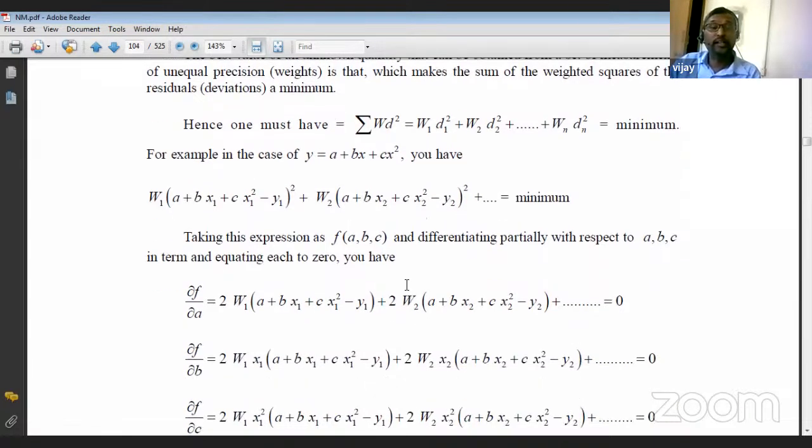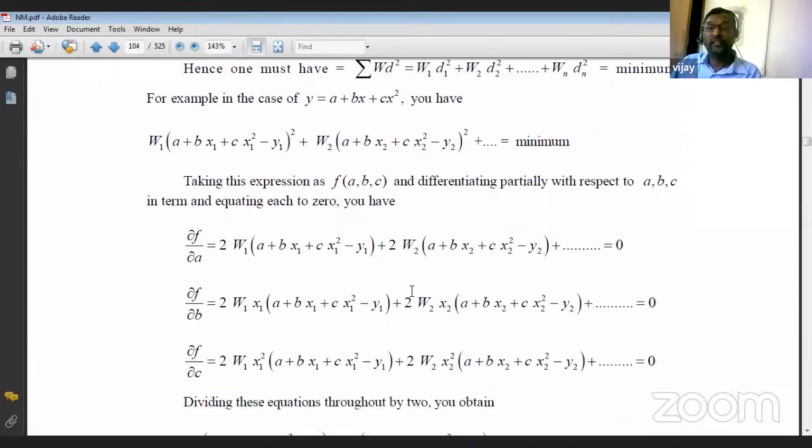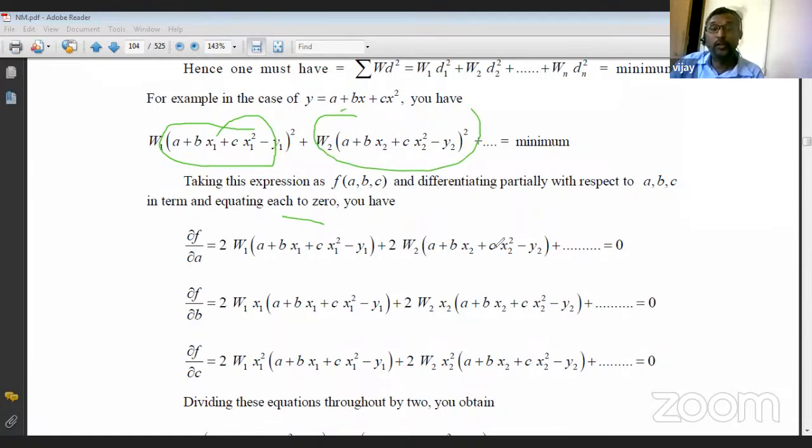Taking this expression f of a, b, c, we differentiate with respect to a, b, c and equate each to 0. Partial derivative: 2 W1 (a plus b x1 plus c x1 square minus y1) plus 2 W2 and so on, with 2 in front because of the derivative. For the x square term, by the chain rule, it gives 2x. Then differentiating with respect to b, 2 W1 x1 (a plus b x1 plus c x1 square minus y1), so we take the x1 function, this is x2. Then the third one with x1 square and x2 square also.